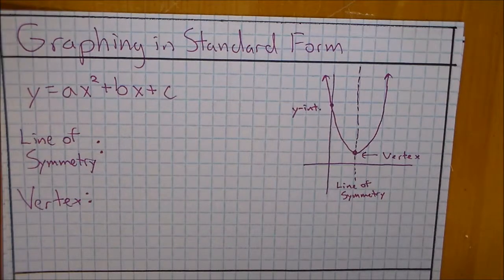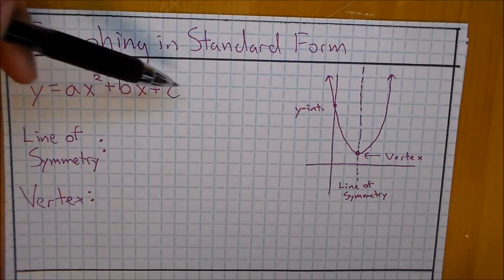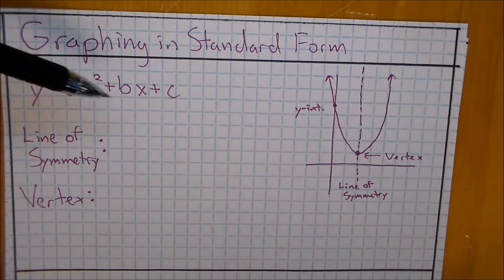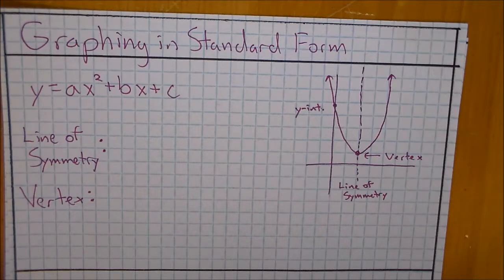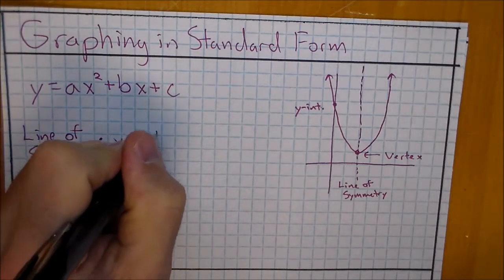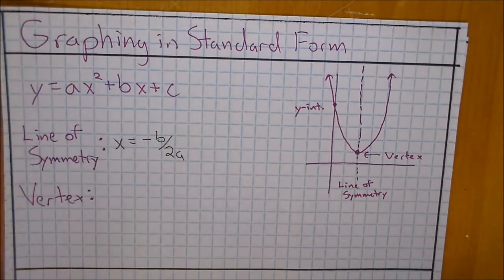Whenever we talk about graphing a quadratic in standard form, we're talking about y equals ax squared plus bx plus c. Now a, b, and c, those coefficients are very important for which way we're going to solve. So first off, we always start with the line of symmetry. And the line of symmetry is going to be x equals negative b over 2a.